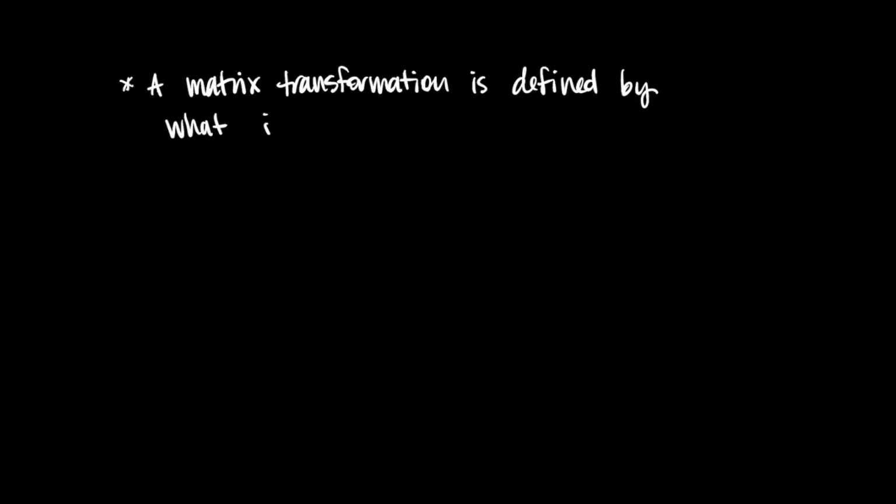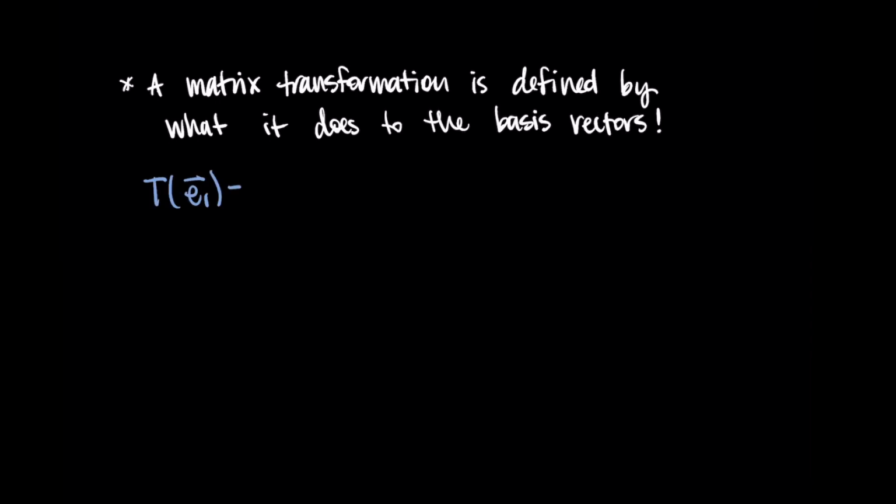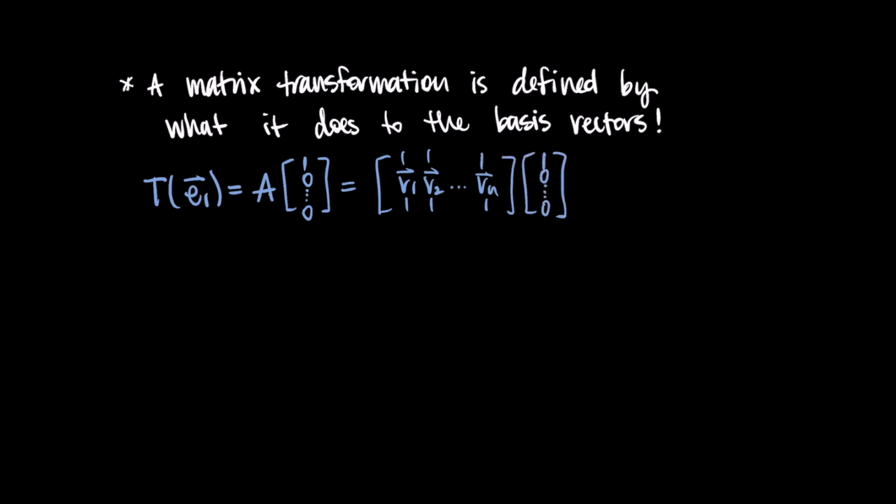So what's cool about these vectors is that a matrix transformation is actually defined by what it does to these basis vectors. So let me explain what that means. If we take the first basis vector, E1, and we input it into our transformation, what we're doing is A times that vector. And so if we think about the columns of A being V1 through Vn, and then we're multiplying by that vector with a 1 in the first position and zeros in the rest of the positions, we then are doing 1 times V1 plus 0 times V2, and then we're doing zeros of all the columns all the way until we do 0 times Vn.